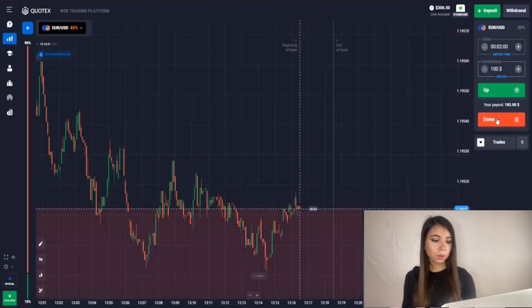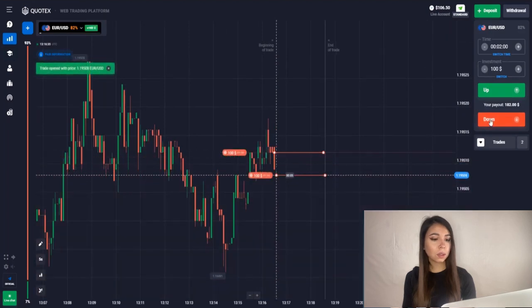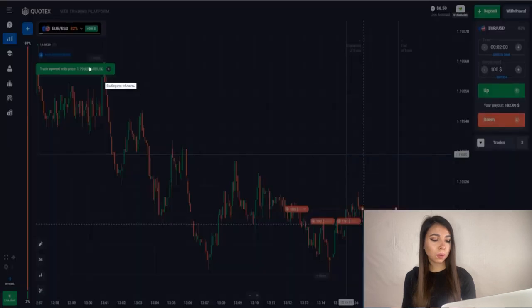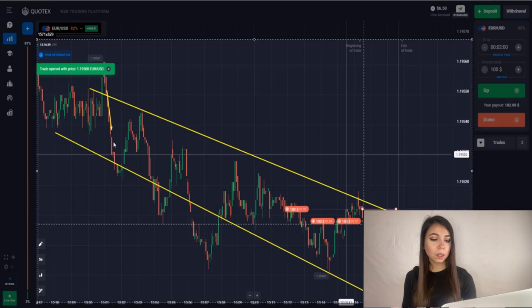Also, our balance is $306, but our goal today is to get $2,000, so our second trade will be on the euro-dollar currency pair. Let's go all-in again for this currency pair. Well, we have entered this trade. Now I will explain my entry.